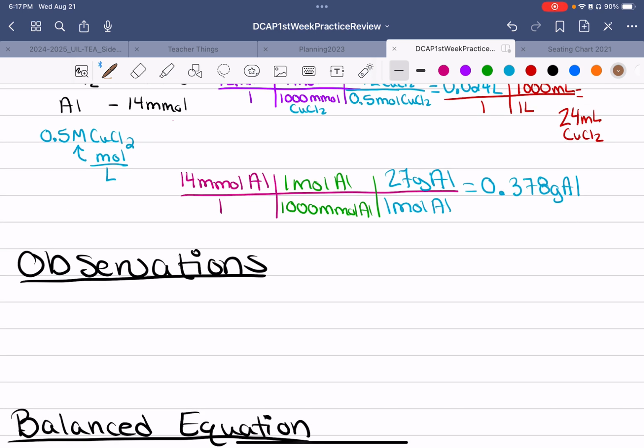You should be able to talk to me about the observations as you go through the process and you're putting them together. Just write down some observations, the color, any changes you see, temperature, etc.